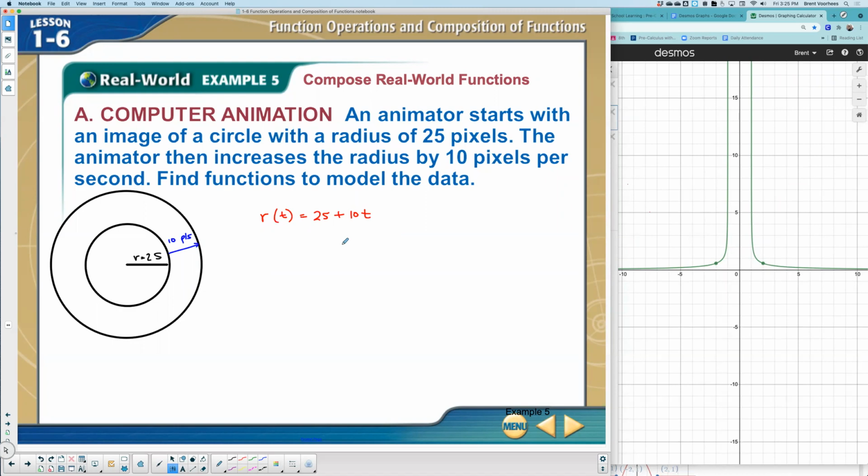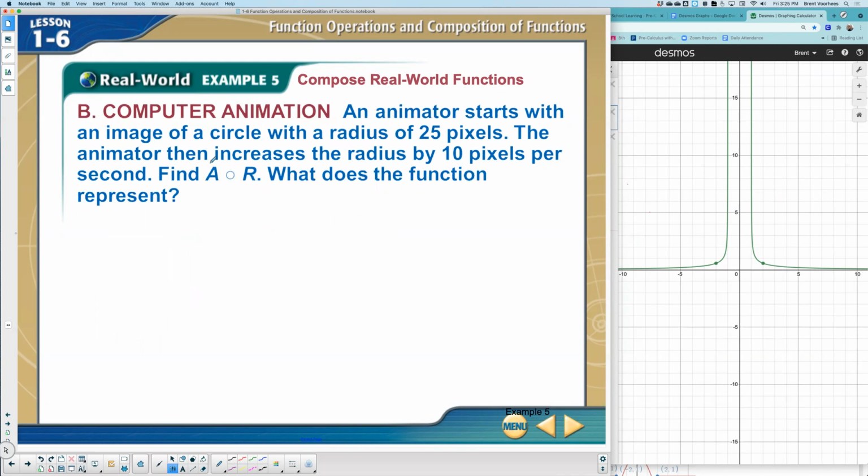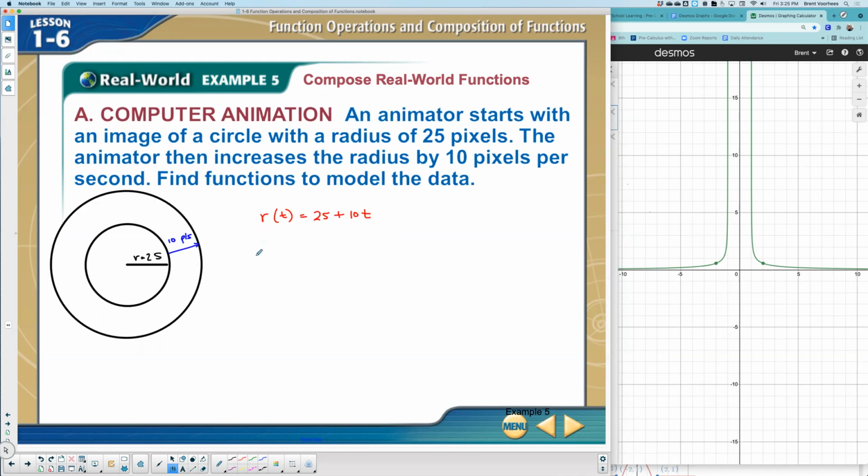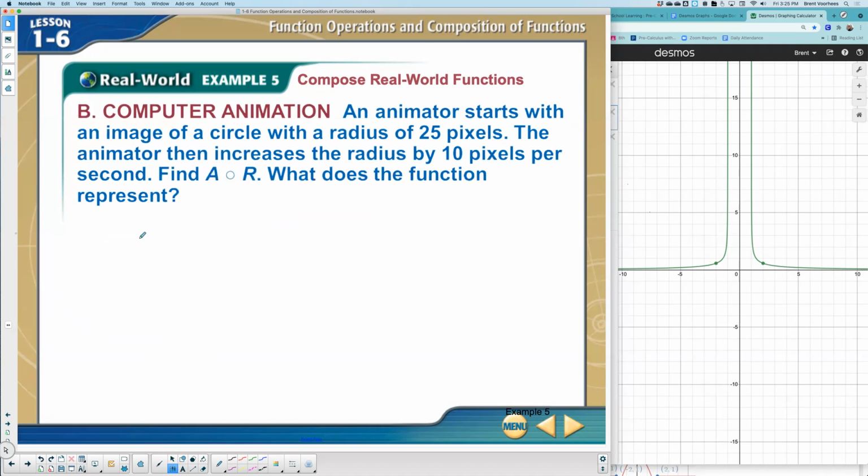So there's that data. Now, when we go to part B, it says find A of R. Now, what is A? A is what we call the area. So that's the R for the radius. And the formula for the area of a circle is pi r squared. Okay, that's our formula from way back in algebra and geometry. So what we're going to do here is try to find A of R of T, which will equal.